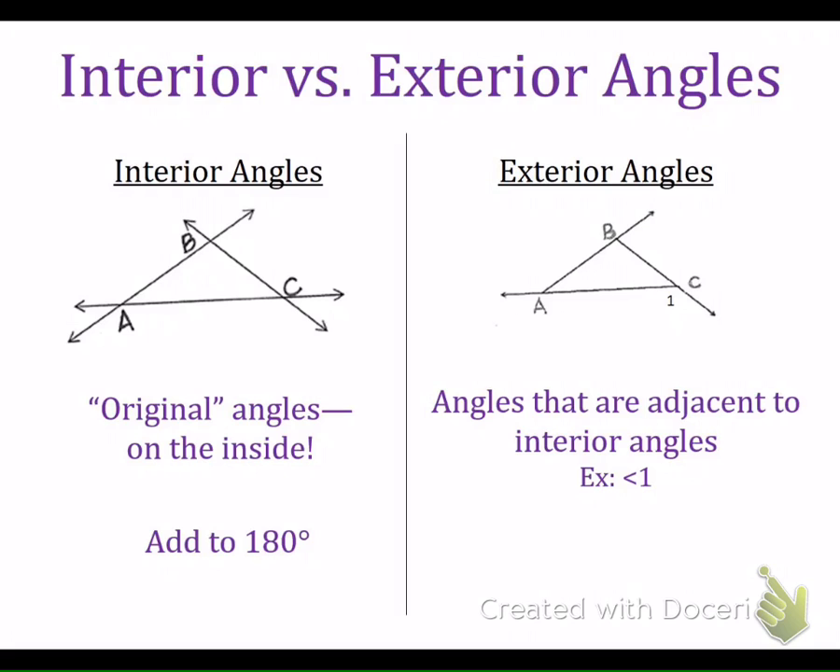The exterior angles are the angles that are adjacent to the interior angles. So basically, if you take one of the sides and you extend it, the angle that you make is an exterior angle, and it's adjacent to an interior angle. Now, there's a little bit of a trick with the exterior angles.